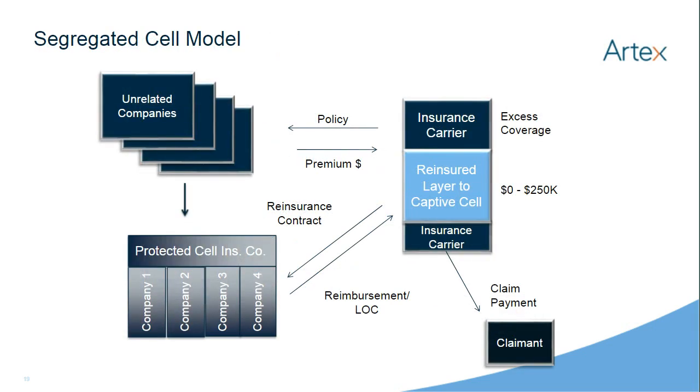And then one last hybrid example here, which is the segregated or protected cell insurance company. The insurance program on the fronted basis looks exactly like our last scenario. However, the reinsurance is being sent not to a single parent captive, but to what we call a protected cell insurance company. And I like to use the analogy that it's like a rental storage unit for risk. So there are many unrelated companies that are participating or renting space, and company one is going to park its risk in one garage. Company two is going to park its risk in the garage next to it, but they're legally segregated. So they can't get to each other's risk or assets, and there's no recourse against the assets of any company from the losses of another.